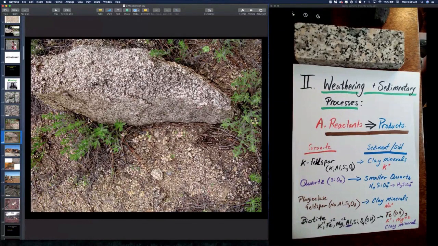Okay, so, and you know, the plants are integral to this process. The plants are taking this rock apart chemically and mechanically, and we'll talk about that.